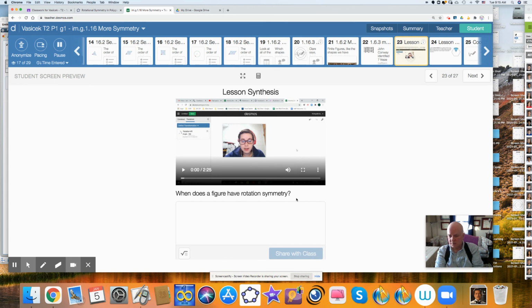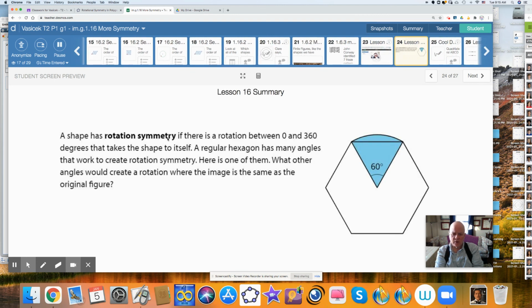On page 23 is an explanation of this lesson by Miss Kirkpatrick, and then we talk about the summary. This is something that should make its way to your reference table. It tells about rotational symmetry. Here we have 60 degrees, 120, 180, 240, 300 and 360.